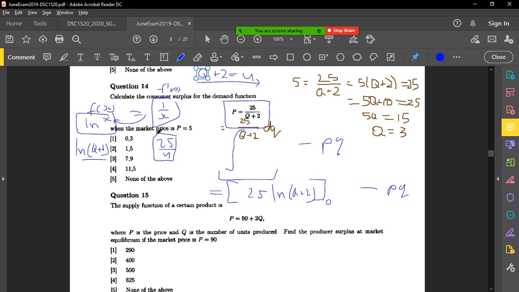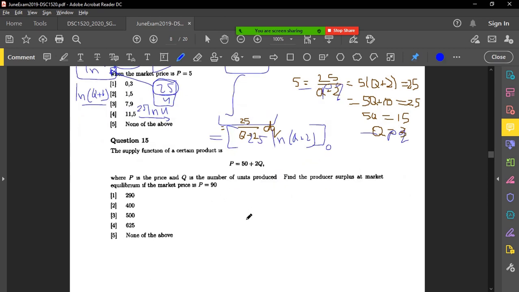25 over u in terms of its function would be 25 ln u. Oh, okay, because with ln you can move the 25. Why does the 25 move in front of the ln? Because the 25 is a constant. So the constant, it's 25 ln u, because you're integrating. It's like when you had x squared.